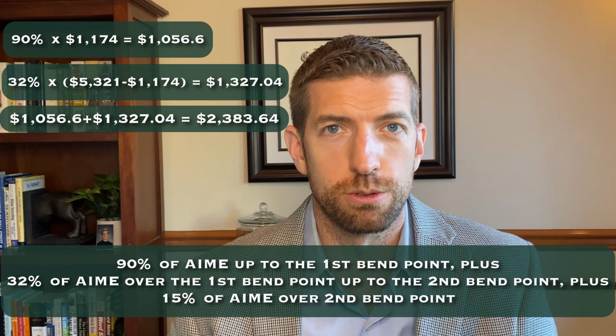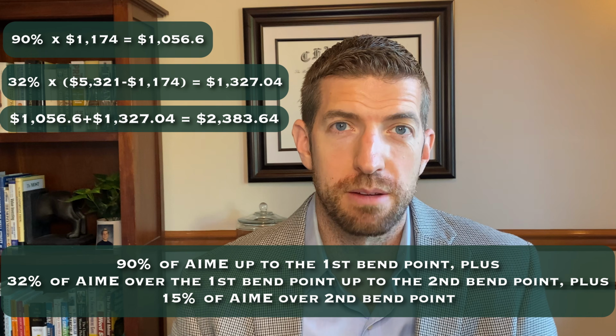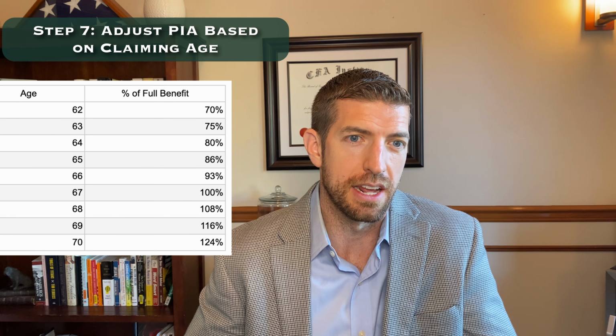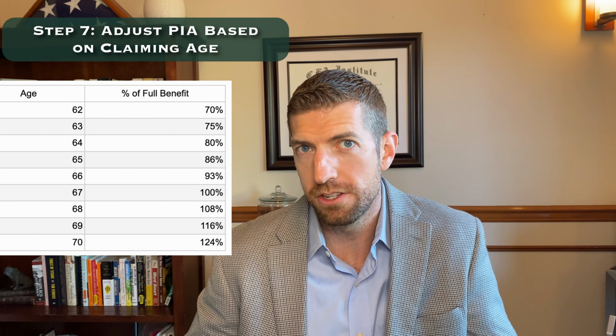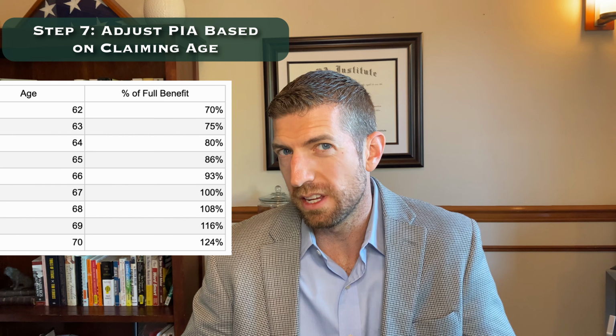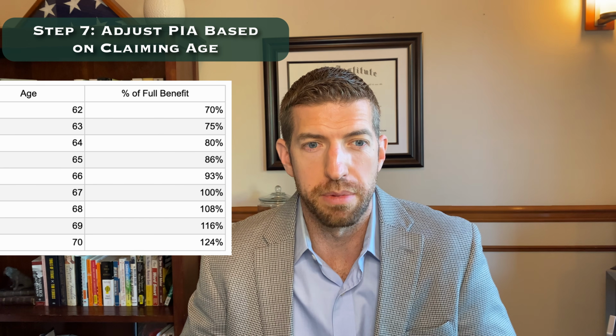Now to get your actual Social Security benefit, our final step 7 here, we have to adjust that PIA based on your claiming age. If you claim before full retirement age, you're going to receive a reduced benefit. Let's say full retirement age is 67, you claim at 62, you're going to get 70% of your PIA amount. You claim at full retirement age, you're going to get 100%. And if you delay all the way to 70, if your full retirement age was 67, you'd get 124% of the benefit. And just like that, you've calculated your own Social Security benefit.